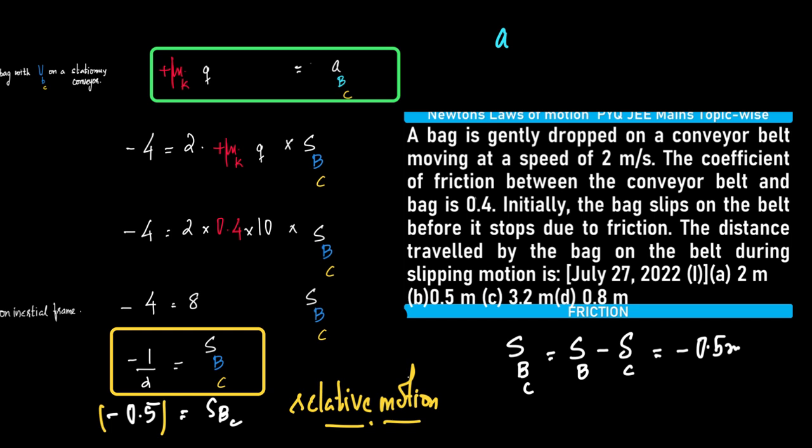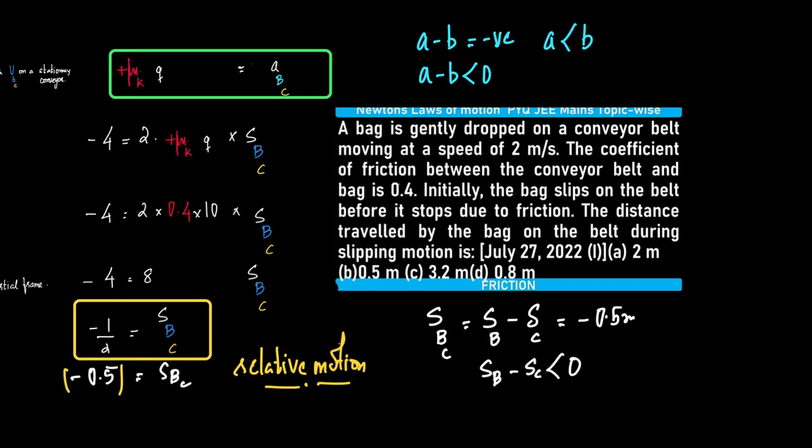See, if A minus B gives you a negative value, it implies that A minus B is less than 0, or in other words, A is less than B. Similarly, if SB minus SC is minus 0.5, I can write this as SB minus SC is less than 0, and therefore SB is less than SC. What does it imply? It implies that displacement of the conveyor is more than that of the bag, and therefore the value is negative here.